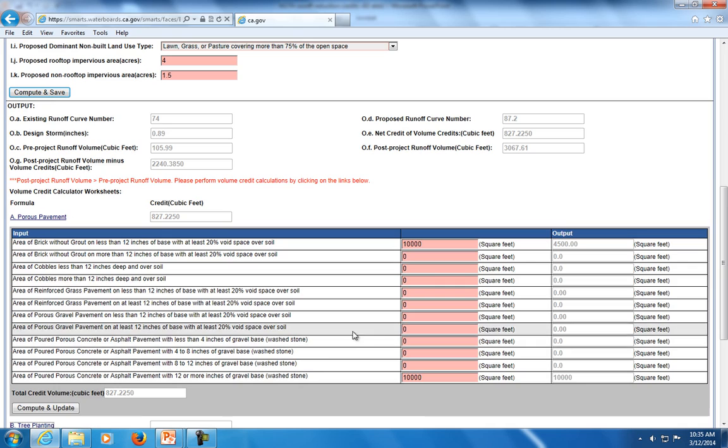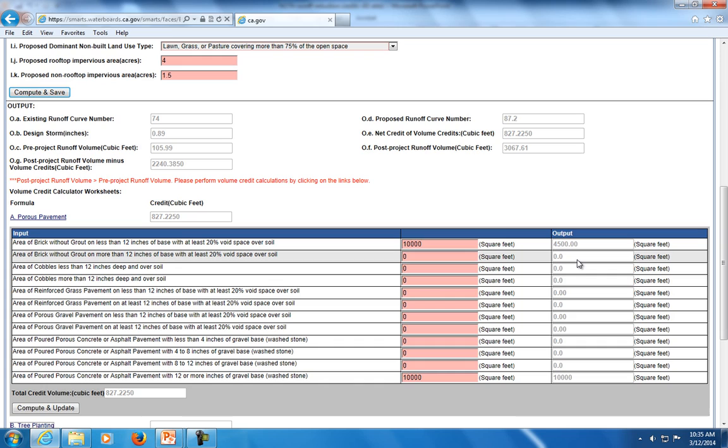And so what it does is, the red boxes are the input, and then the output is giving you credit for how much square feet you can take away from the impervious surface that you put in here at this earlier stage. So in other words, depending on what type of pavement material you select, it's going to give you either full credit, so this is the most infiltrative combination here, the poured porous asphalt with 12 or more inches of gravel base, or wash stone. You might ask, how did we get these values?